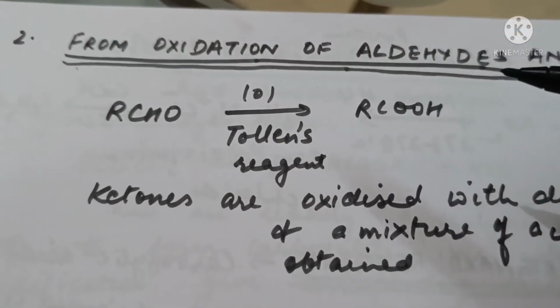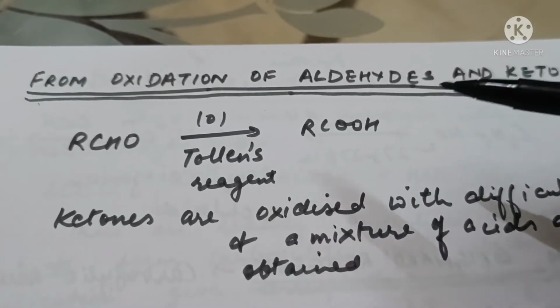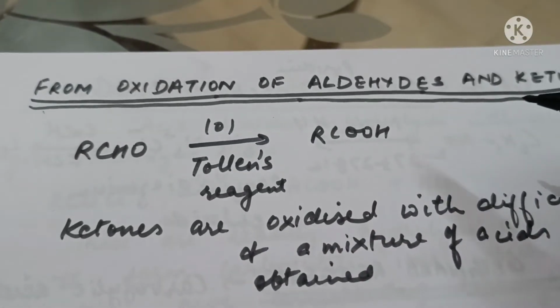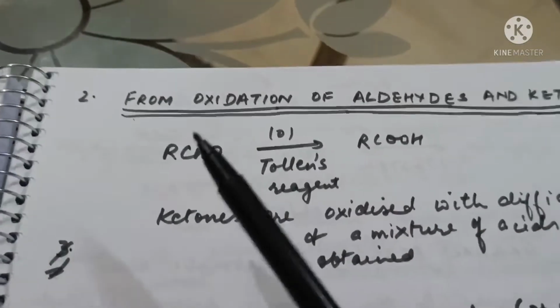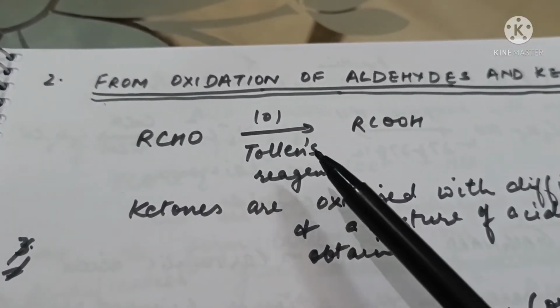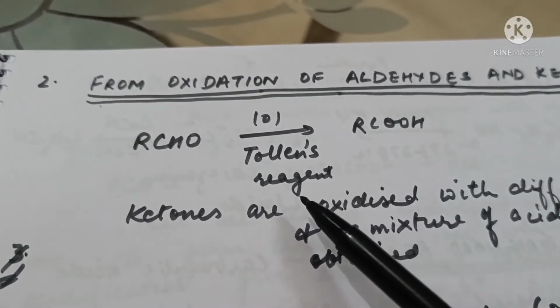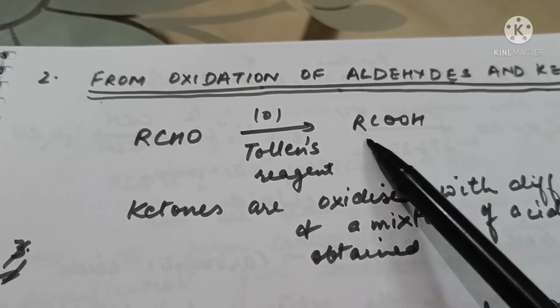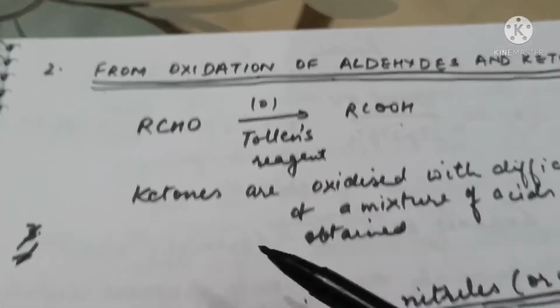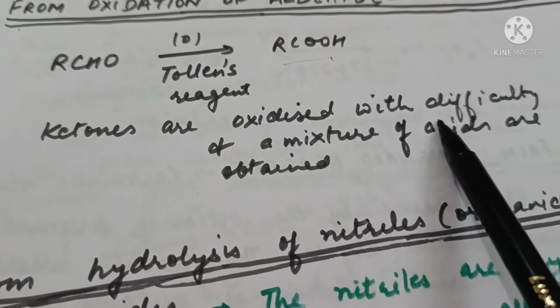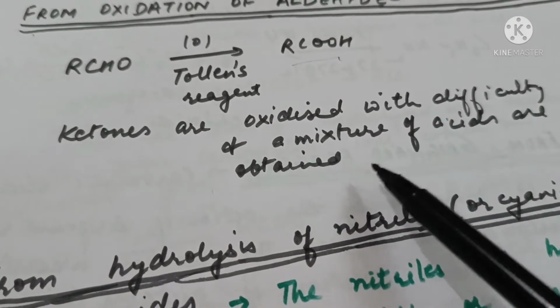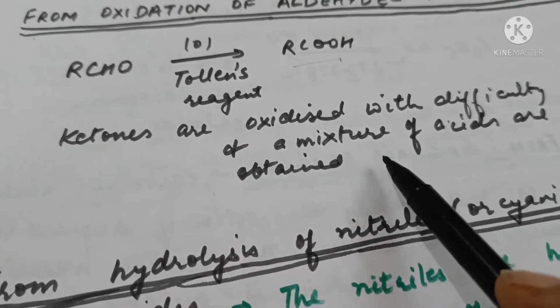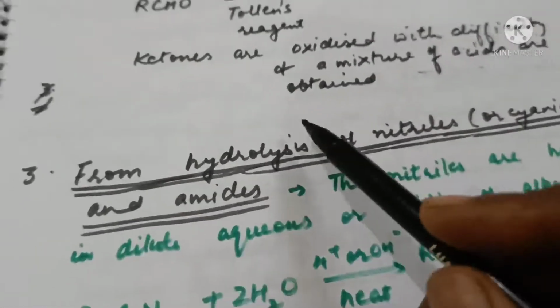Then we can carry out oxidation of aldehydes and ketones also. Aldehydes are very reactive and can be oxidized even with mild oxidizing agents such as Tollens reagent to form the respective carboxylic acid. Ketones are oxidized with difficulty and also do not produce pure carboxylic acid. They produce a mixture of acids.